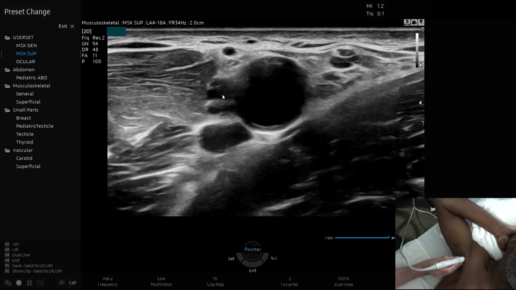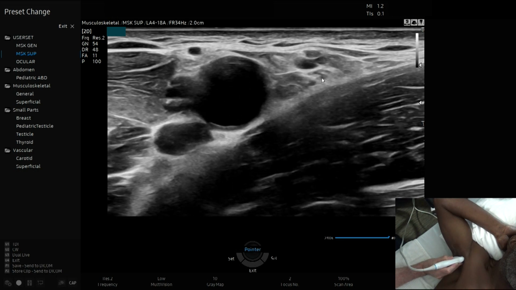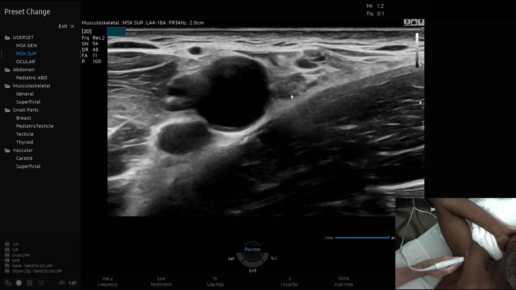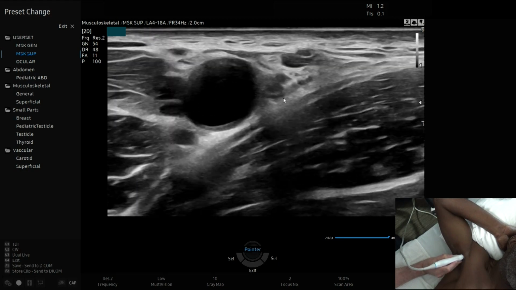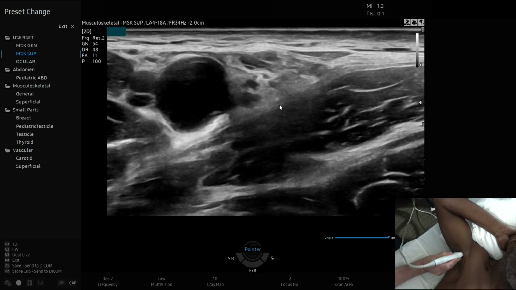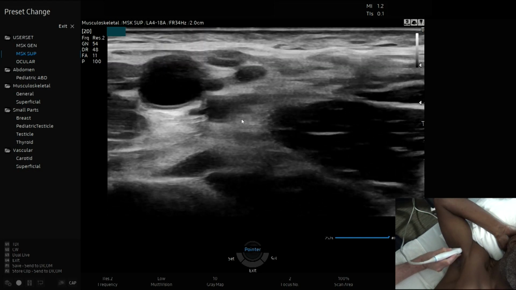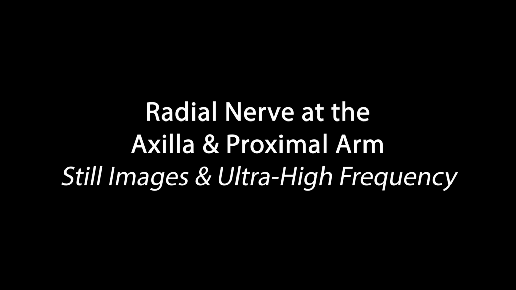at that level. So our attention here is now turning to the radial nerve, and as I scan distally, we're going to see the radial nerve start to move and traverse down towards the spiral groove of the humerus. The radial nerve at the axillary level.